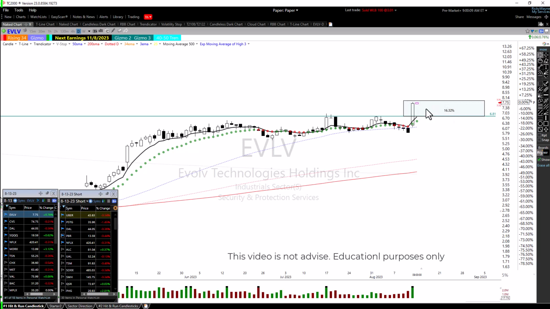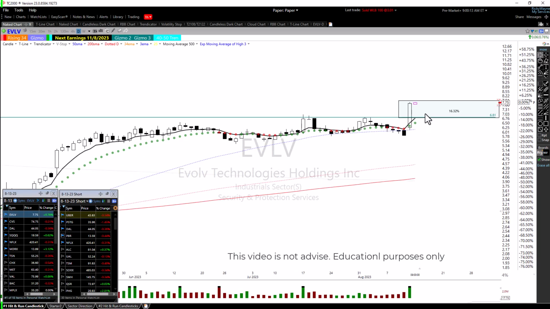And here we're pulling back into the box, or at least that's where we're opening. I'd sure like this to pull back a little bit more here.